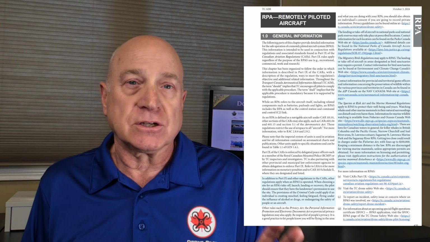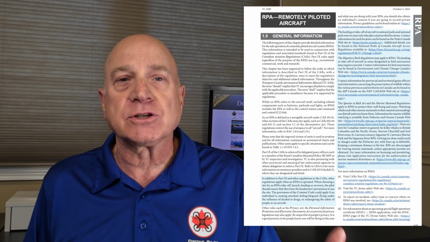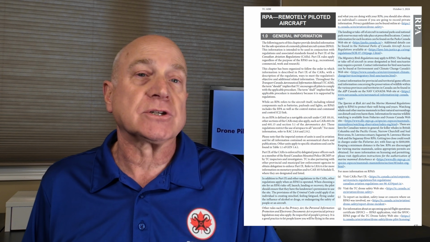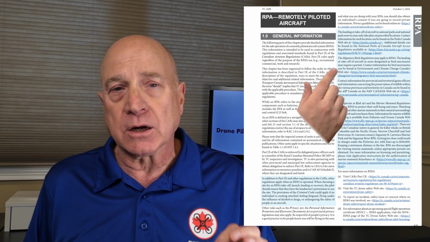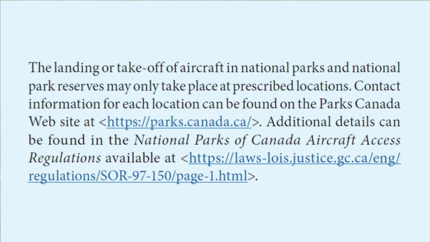The first one is right up front in the general information section of the RPA chapter, where they caution that there may be other restrictions on drone operations beyond the actual Part 9 RPAS rules. What they've added is a big chunk related to parks and wildlife. They start with national parks and national park reserves, stating that landings and takeoffs may only take place at specific locations and with permission. This is fairly well known.